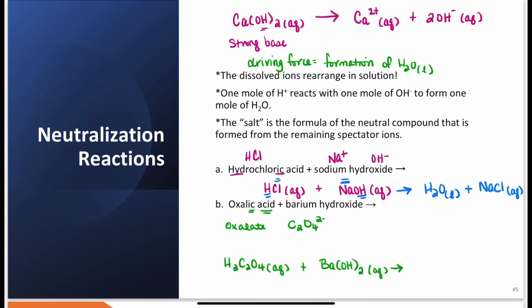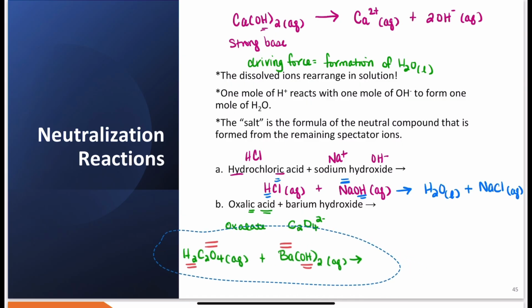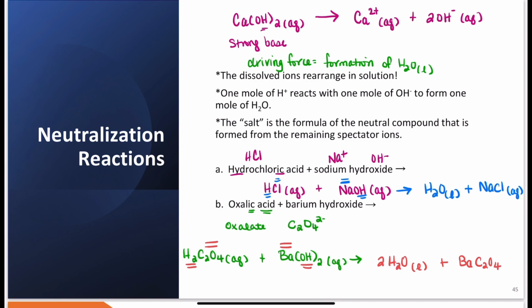Double displacement reaction. So my cation from one with my anion from another. And I see what I form here is 2 moles of water, because I have to balance my reaction, and then barium oxalate. And barium oxalate is soluble in water.